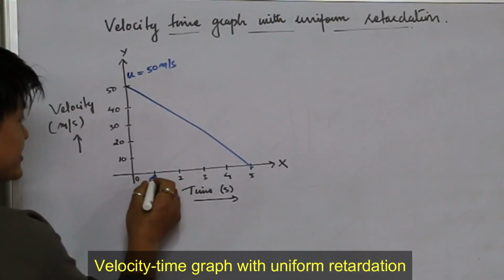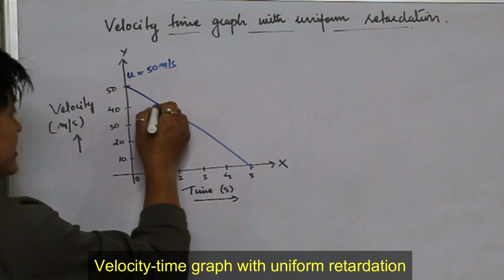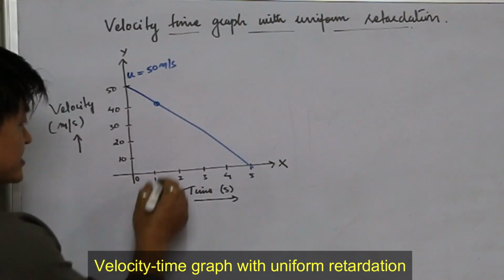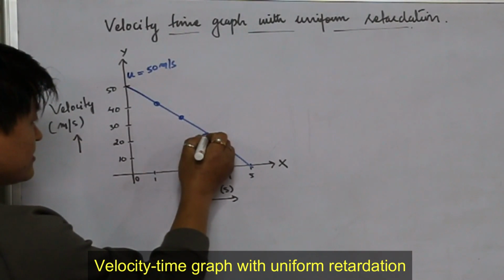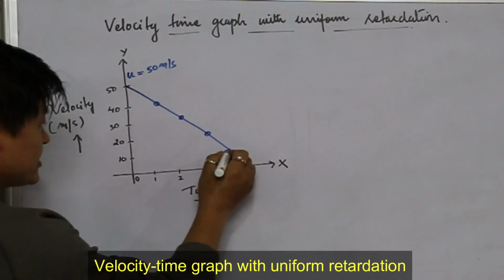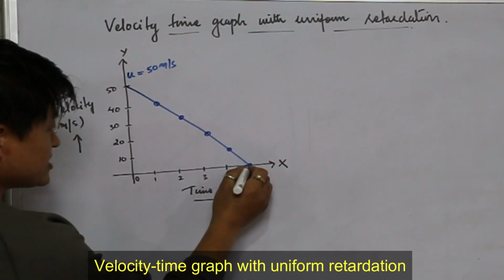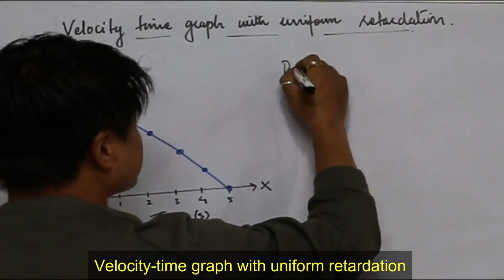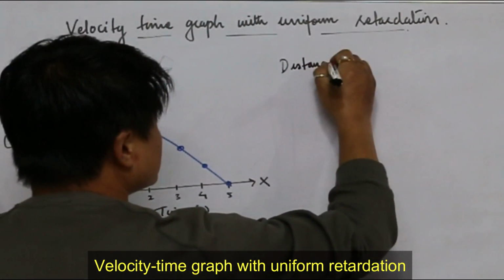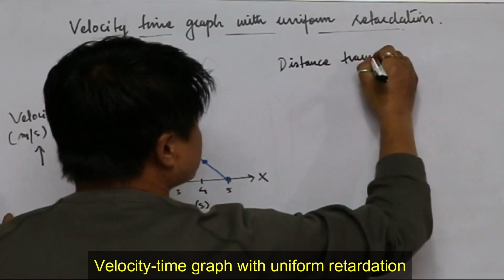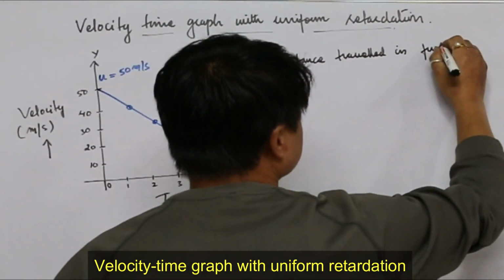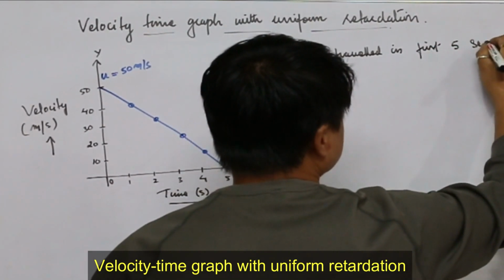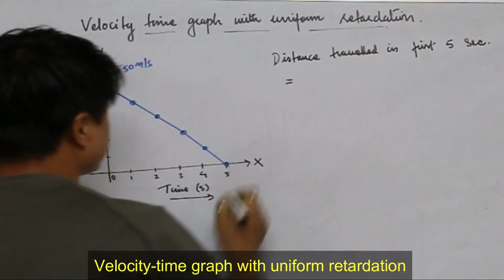In the first 1 second, the velocity is decreased by 10. In the second, another 10. Third, another 10. Fourth, another 10. And in the fifth, it reaches here. Distance traveled in first 5 seconds. In the first 5 seconds, what is the distance traveled?